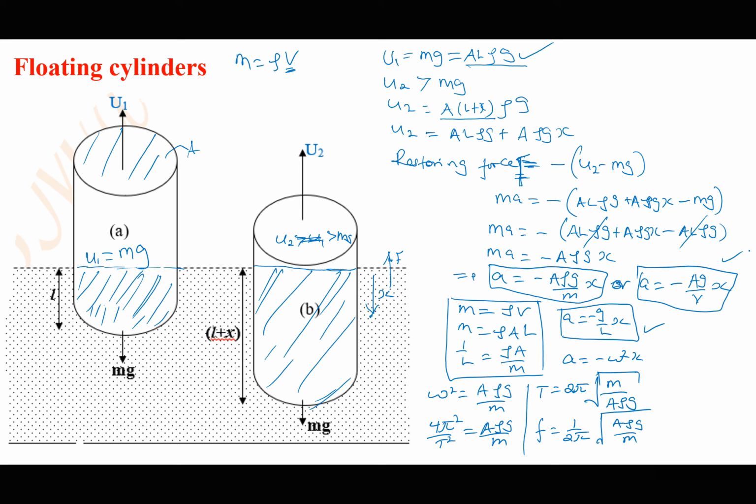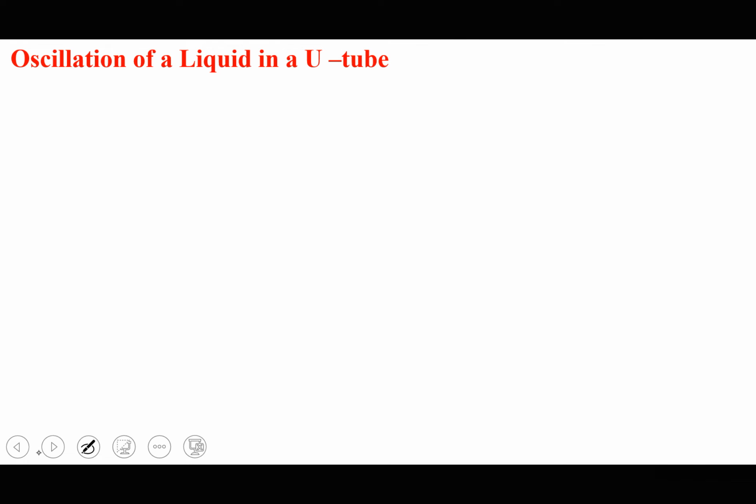So a floating cylinder can be made to oscillate up and down so that it approximates simple harmonic motion. Okay, let's see the third example. The third example is going to be oscillation of a liquid in a U tube. Of course, a liquid in a U tube can also show simple harmonic motion. It can oscillate up and down.